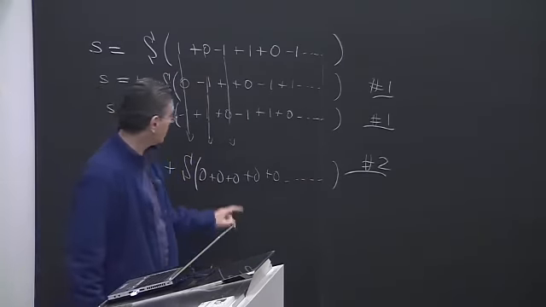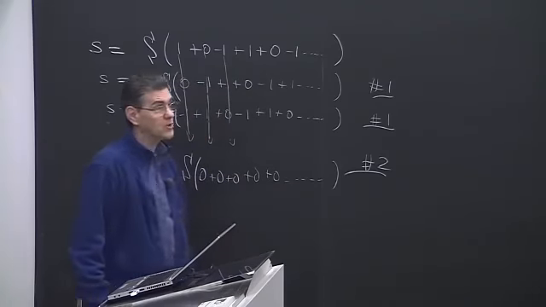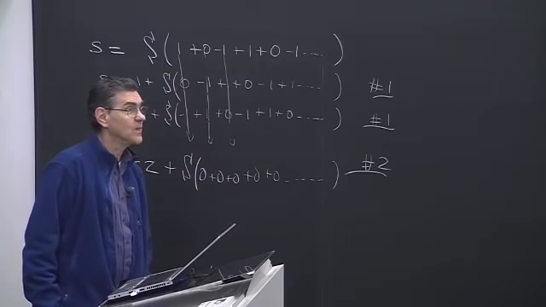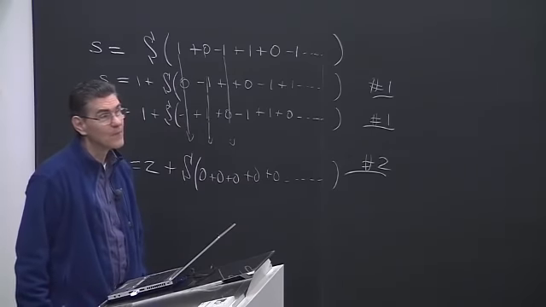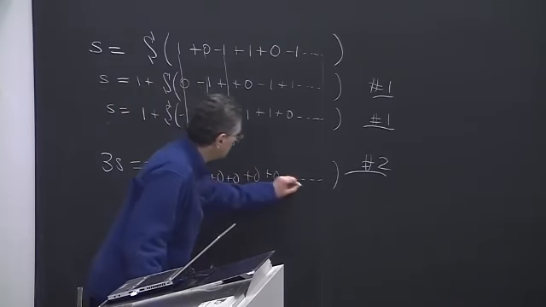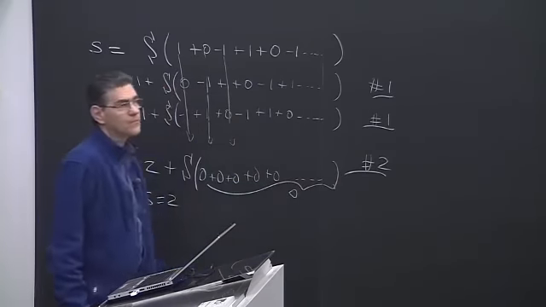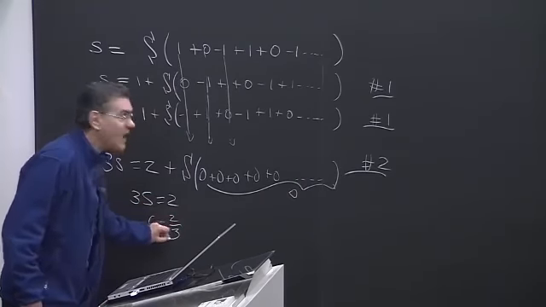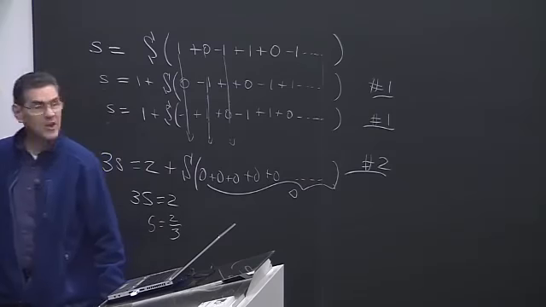But by the summation principle, 0 plus 0 plus 0, we don't have any problem with that. That's a convergent series. That's 0. So therefore, we conclude that 3s is equal to 2. This is just 0. So 3s is equal to 2, and s is equal to 2/3. Aha! That makes perfect sense.